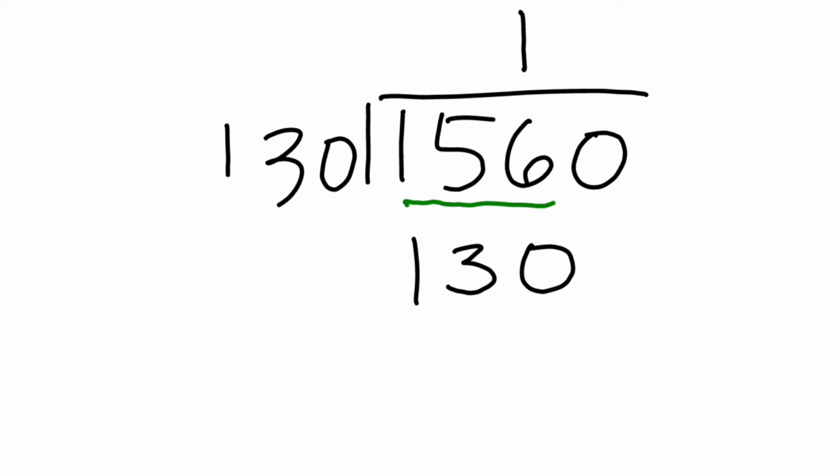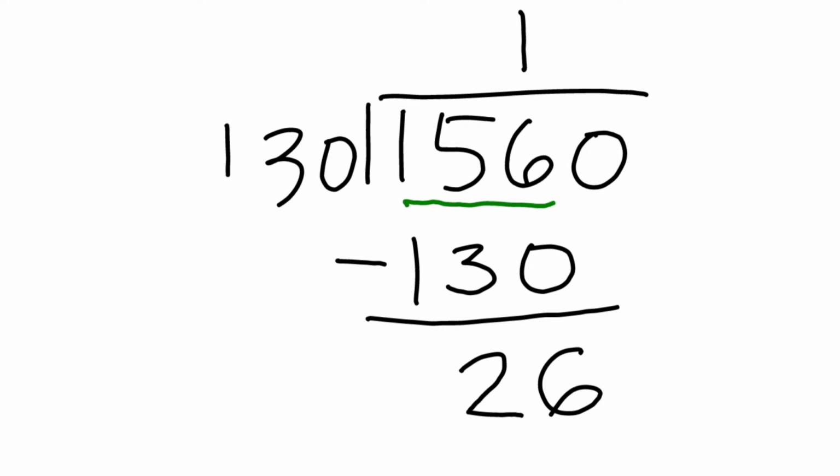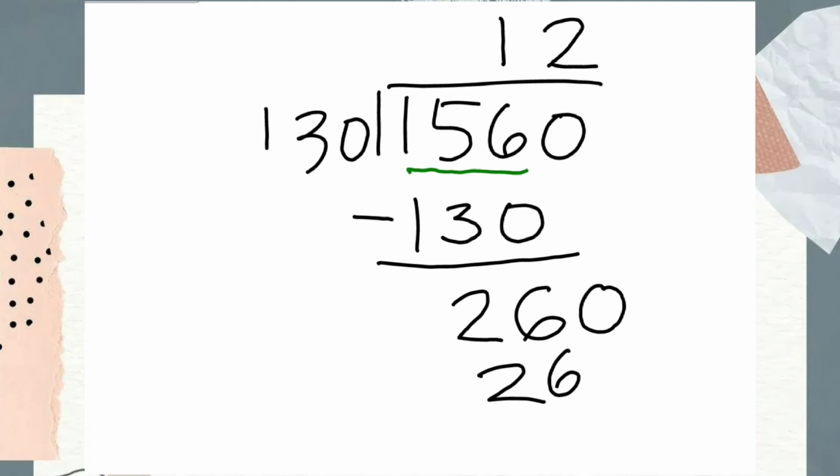So, 156 minus 130, i-minus na natin. 6 minus 0 equals 6. And 5 minus 3 equals 2. So, bring down 0. 260 divided by 130. Ilan kayang 130 mayroon sa 260? And I think that is 2. Because 130 times 2 equals 260. 260 minus 260, so wala na yan. Therefore, our answer is 12.